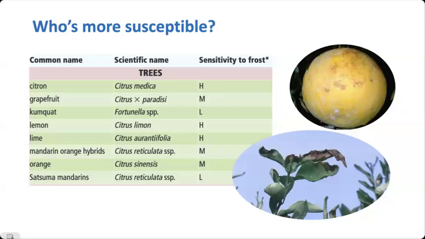Different types of citrus are going to vary in their cold hardiness. The table on the slide shows a few varieties and their susceptibility. Those with an H are highly sensitive, while those with an L have a lower sensitivity. Those with an M are in the middle. So you can see mandarins and kumquats are the most cold hardy varieties of citrus tree. A Meyer lemon is a mandarin, so it makes sense it's going to be hardier than a traditional lemon.